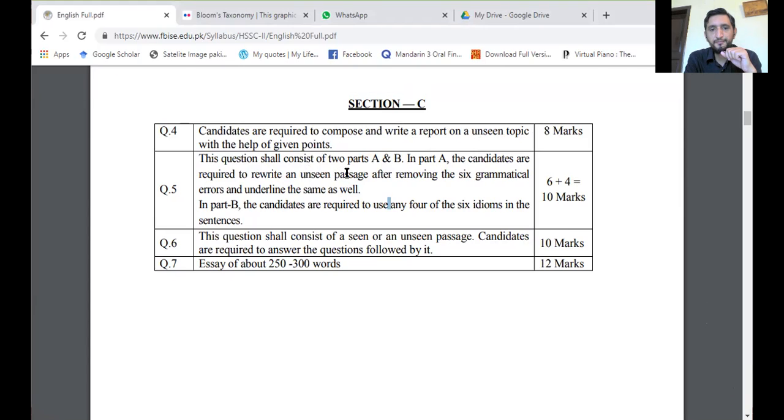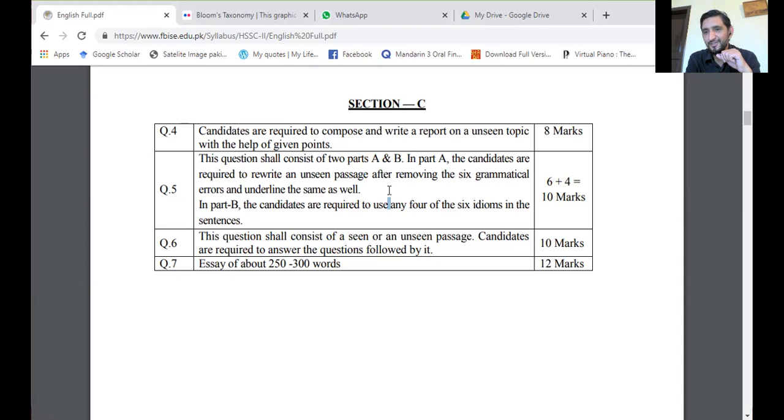Then question number 5 has 2 parts. The candidates are required to rewrite an unseen passage after removing the 6 grammatical errors and underline the same as well. So here there will be an unseen passage.